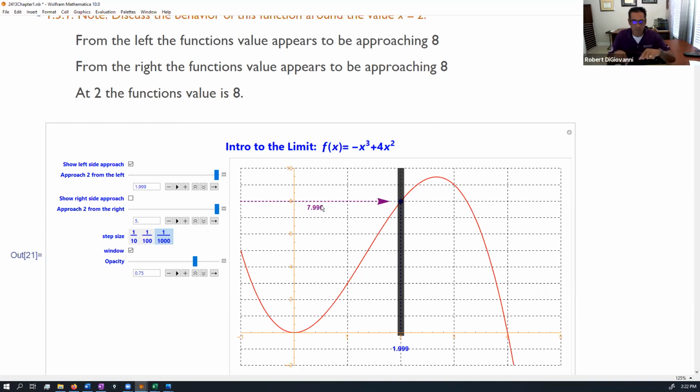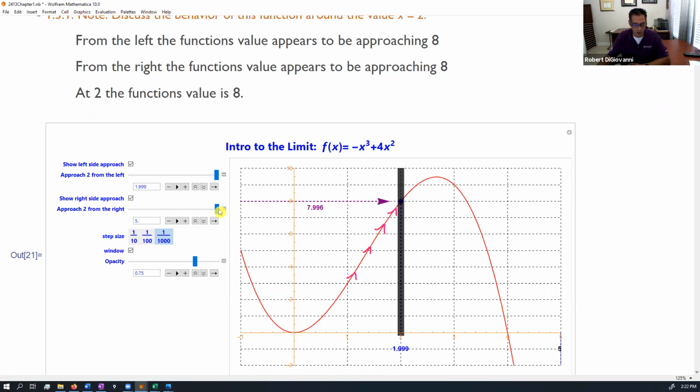Now you don't need me to show that to you. Could you see that from the graph? Just that the graph was doing that, heading up towards the 8 from the left. What's happening on the right-hand side? If we approach from the right instead of the left, do we have the same thing happening?